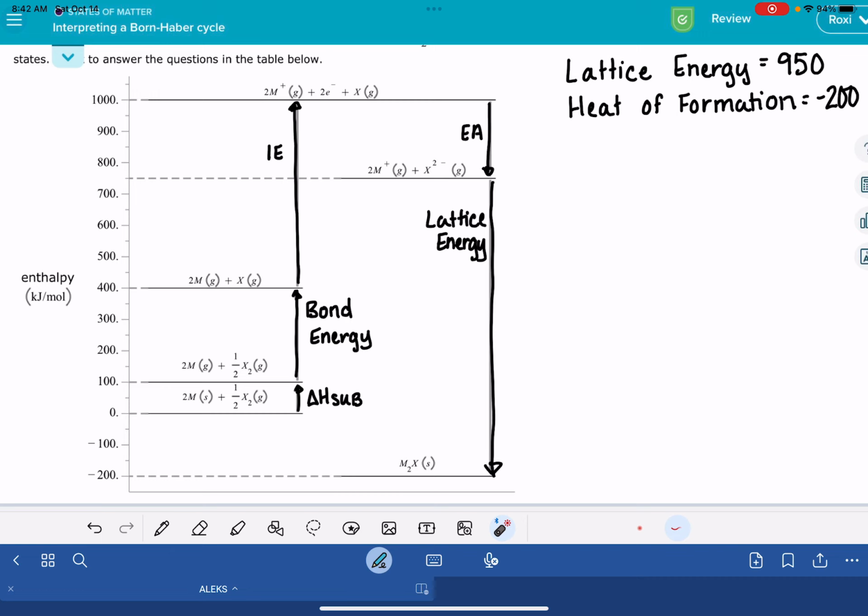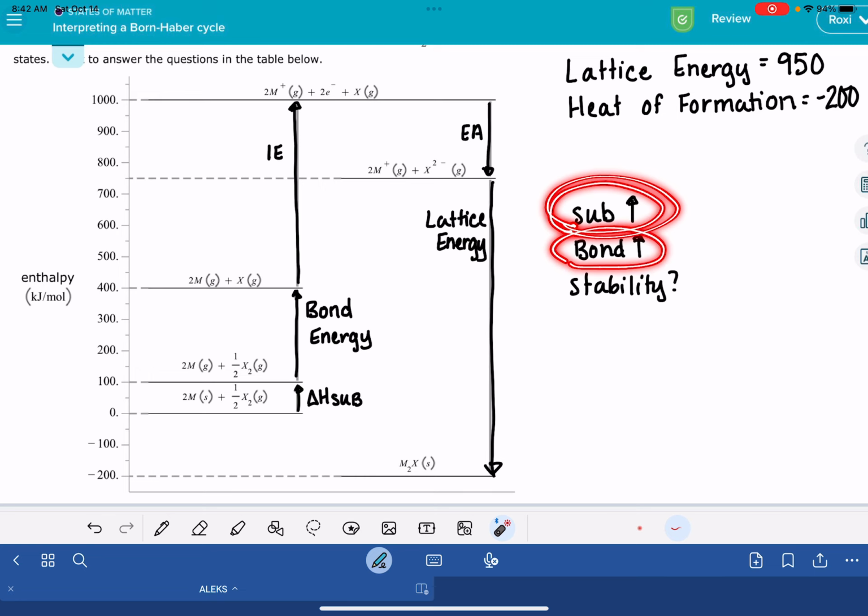So here's how you're going to answer that question. And it's going to give you 2 different scenarios. So mine is saying that the sublimation has increased and the bond enthalpy has also increased. Those are the 2 scenarios that I have. And it's asking me what happens to the stability. So we're going to tackle these scenarios one at a time. We're only going to think about one, and then we'll think about the other as well.